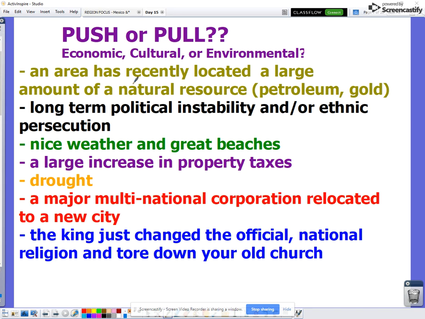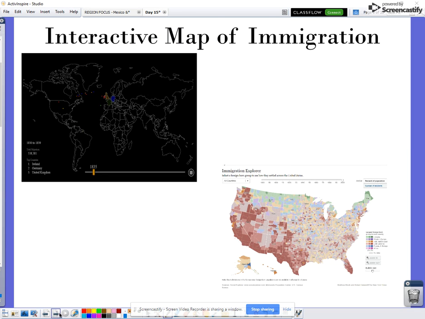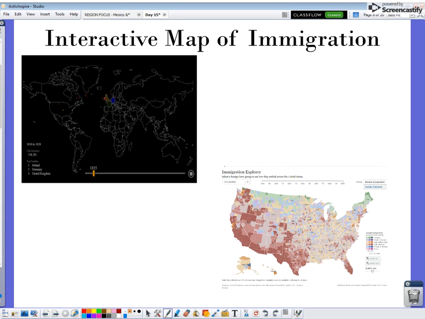So what we're looking for when we're looking at these push and pull factors is what pushes someone away from a place versus what is attractive about a place or pulls them in. You guys can look closer at this, but these are examples of both push and pull factors.